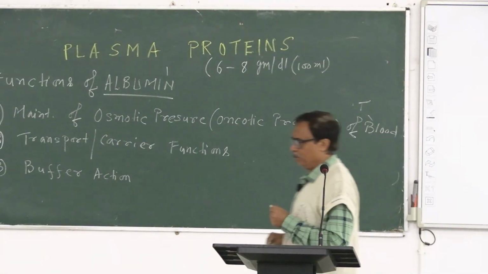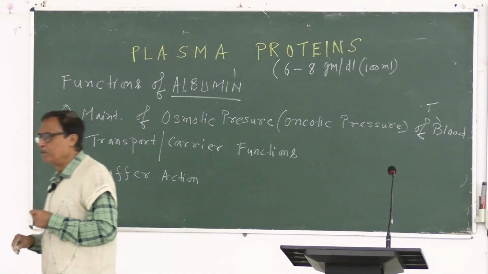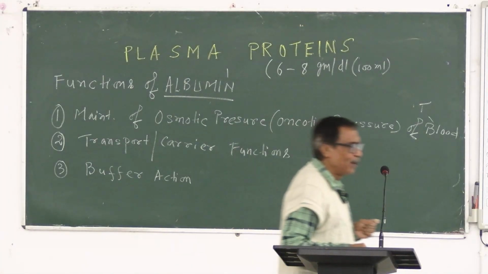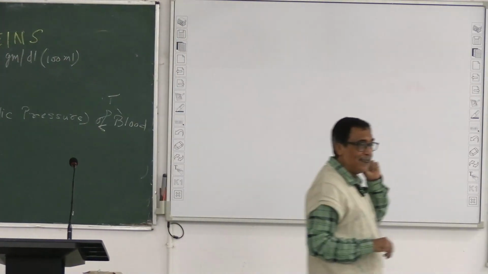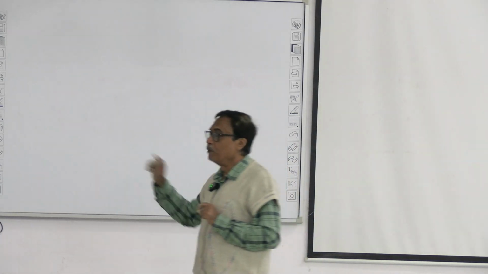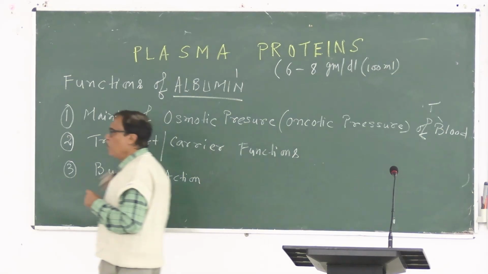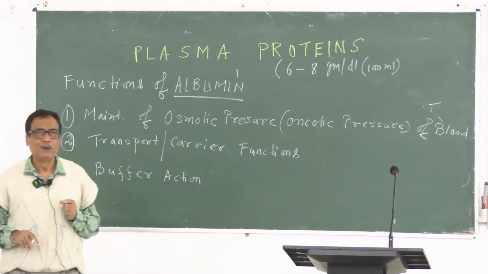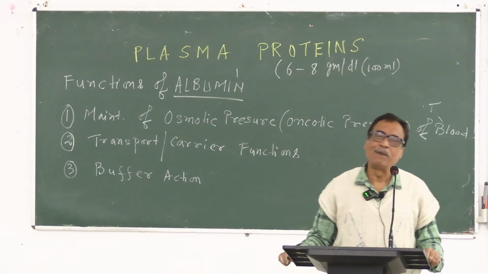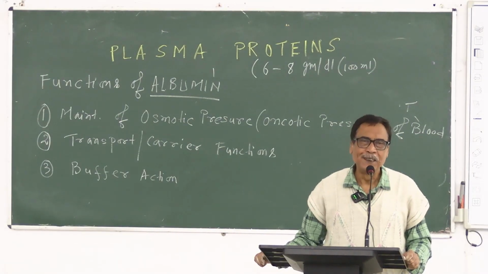What is the amino acid? It is the basic amino acid, histidine. Albumin contains 585 amino acids in a molecule. Of these, 16 are histidine, and this histidine plays the buffering action. All the proteins which are composed of histidine have buffering action. More histidine, more buffering action.